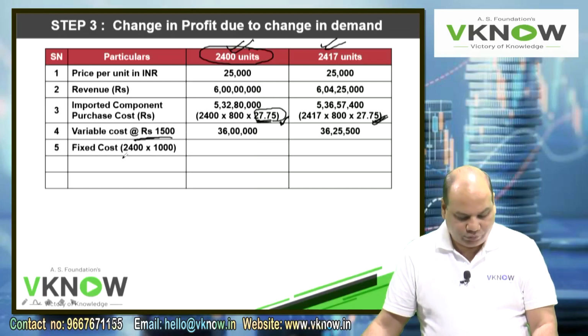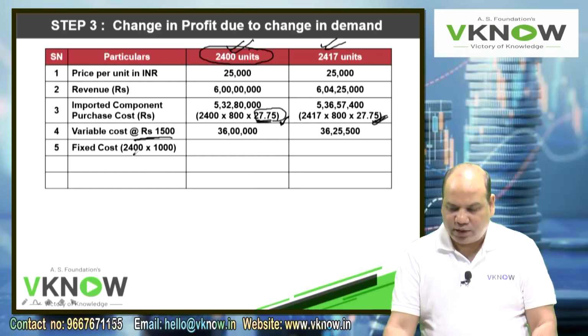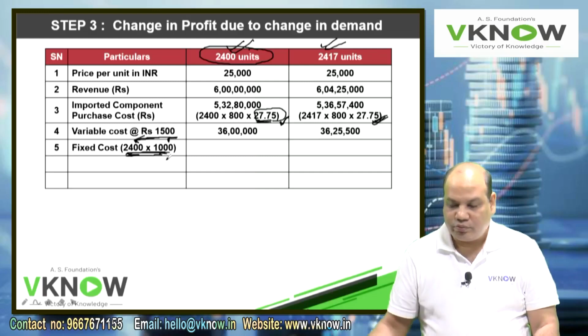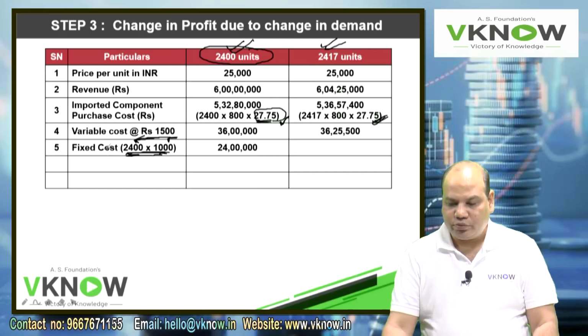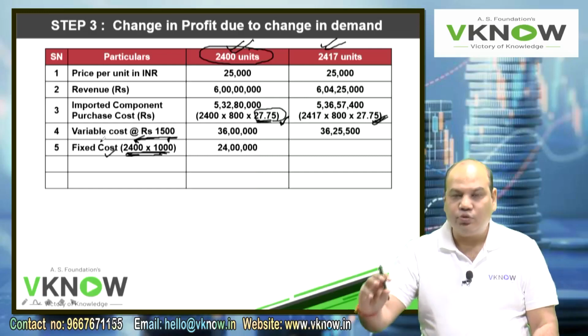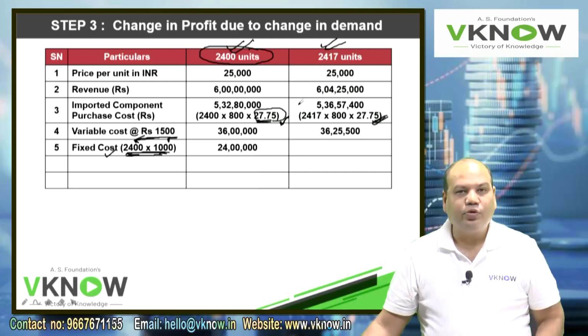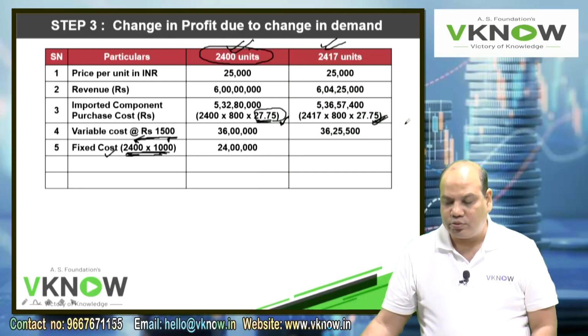Fixed cost is going to remain fixed. It is 2400 into 1000 right now, because the current calculations were based on 2400 units. So they allocated 1000 rupees per unit. So that comes to 24 lakh. But what do you mean by fixed cost? Fixed cost means fixed. So even if you change quantity to 2417, and produce some extra quantity, your fixed cost will not change. Otherwise, what is the point of calling it a fixed cost?